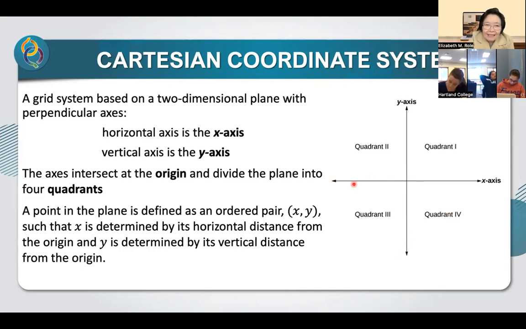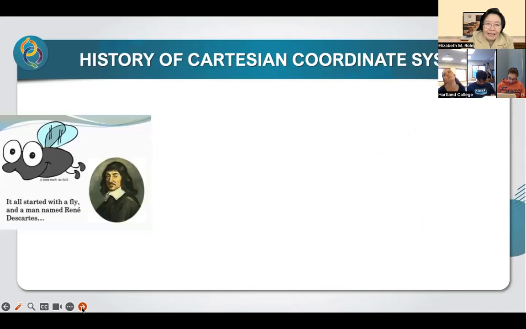So we have the x and y axes, and of course there we call this the origin. Okay, and a point on these quadrants are called ordered pairs. We'll have some examples in a little while. So if I put a point here, then that must be an ordered pair, which means a point along the x and a point along the y. Right. So that's a Cartesian coordinate system.